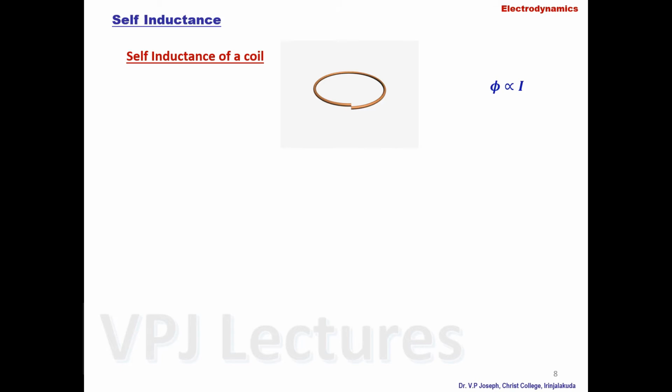Now let us define or find out some expressions for the self-inductance. We are going to derive two expressions. One in terms of the flux linkage associated with the coil and the other in terms of the EMF induced in the coil. So two simple expressions, one in terms of the flux linkage phi and the other in terms of the EMF induced E.